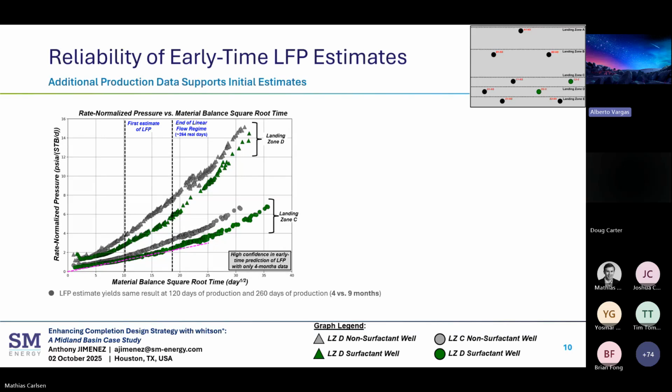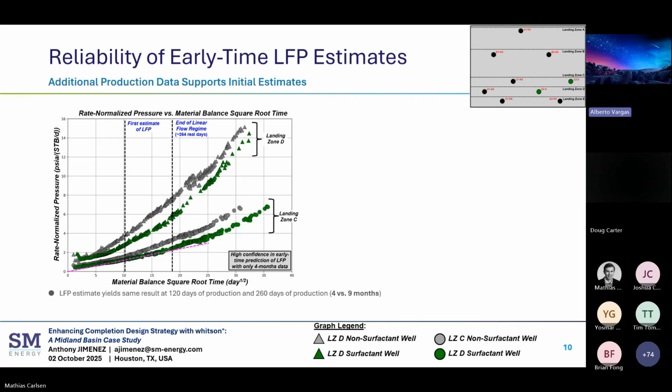And I'll pause here to make the point, right? What are we saying with this? What we're saying is that we would have gotten to the same answer with only 4 months of production data as we would if we waited to 9 months, which is 264 days where we saw the end of linear flow. Or what if we waited and looked at just rates alone? Would that be 1 year that we would have to take until we can make this same conclusion?